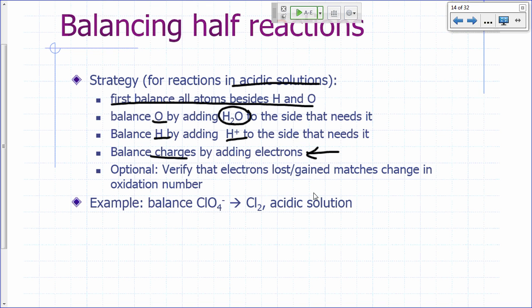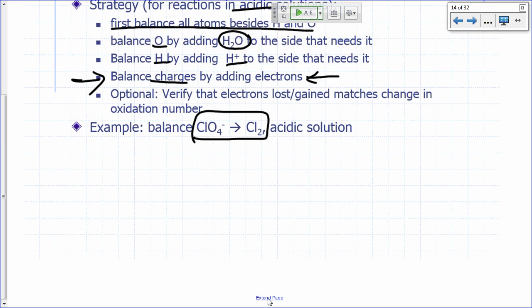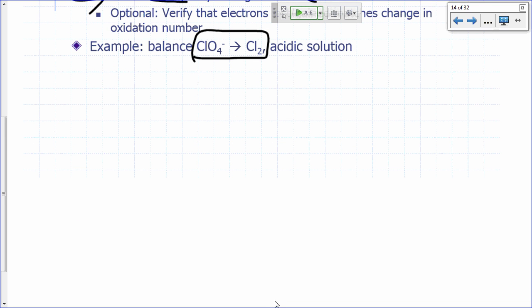Now, since presumably you've already figured out how many electrons were lost or gained anyway, you can actually do this ahead of time. But you can look at charges just to verify that the electrons lost or gained actually matches the change in oxidation number. So let's illustrate that with this. Perchlorate gives you Cl2 in acidic solution. So that's my half reaction. I've identified the species involved.